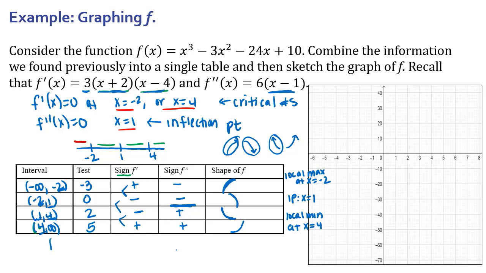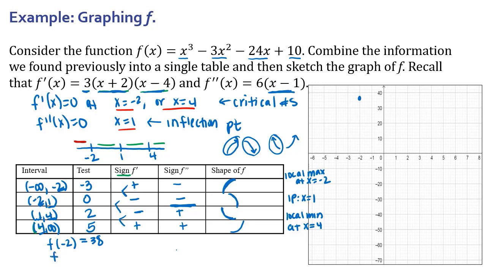All right, so let's find those y values. If I take my function and I substitute -2 into the original function, so you do -2 cubed minus 3 times -2 squared minus 24 times -2 plus 10, you're going to get 38. So my maximum value is going to happen at -2, 38.